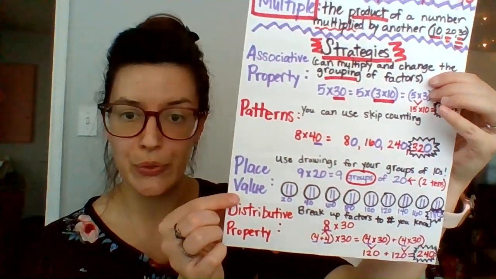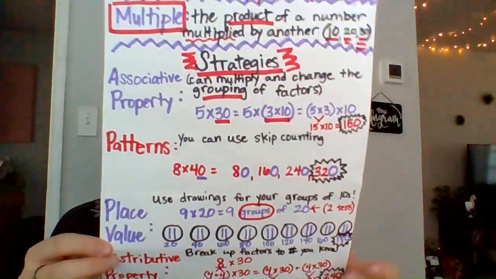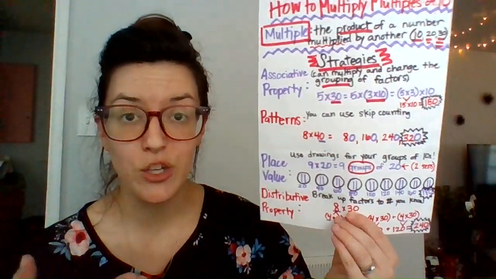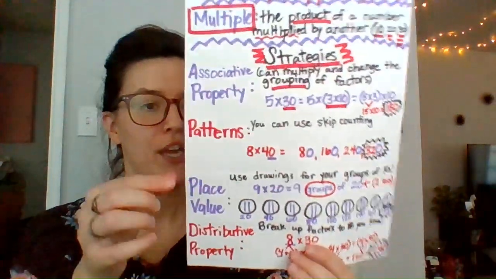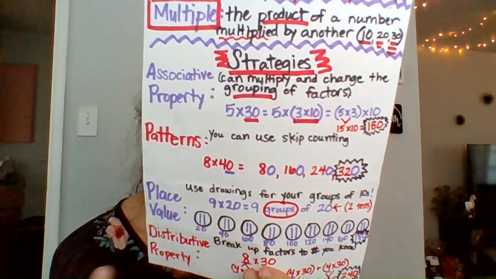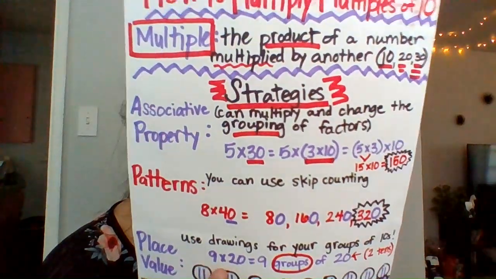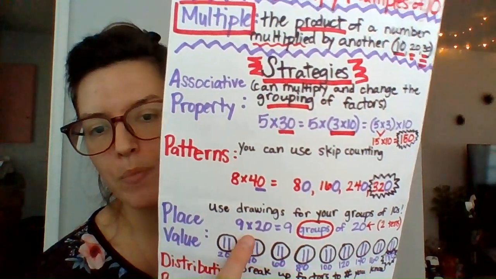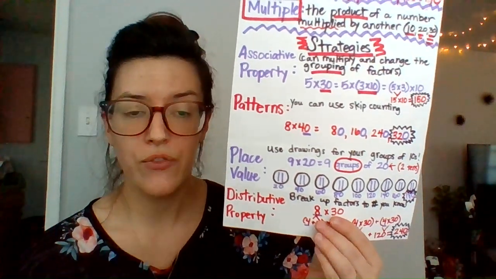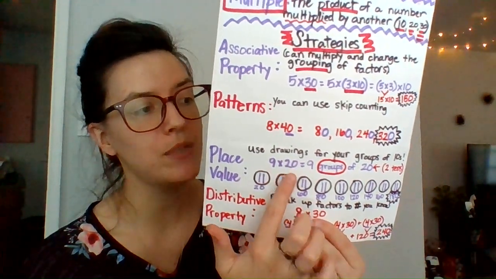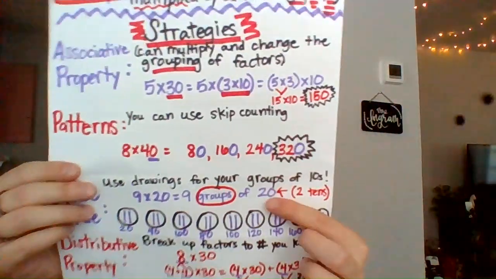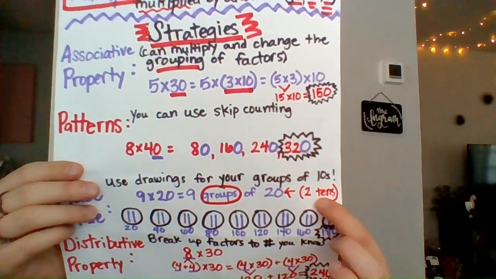Another strategy you can use is place value. And place value is when you can use drawings or place value blocks to help you. So here I drew out an example. When you've got a problem like 9 times 20, we know that that multiplication symbol also means groups of. So if I'm talking about 9 times 20, I'm talking about 9 groups of 20. And we know that 20 happens to be 2 different tens.